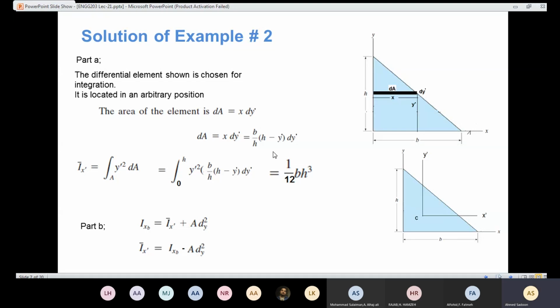So ixb, we know the value from here. The area, we know the area, half times the base times the height. And dy, we know dy is the difference between the two axes, which is h over 3. So we know this from there. And the area, we know the area. And the difference is h over 3. The answer came out to be 1 over 36 bh cubed. So now we determine the moment of inertia about the centroidal axis x here.